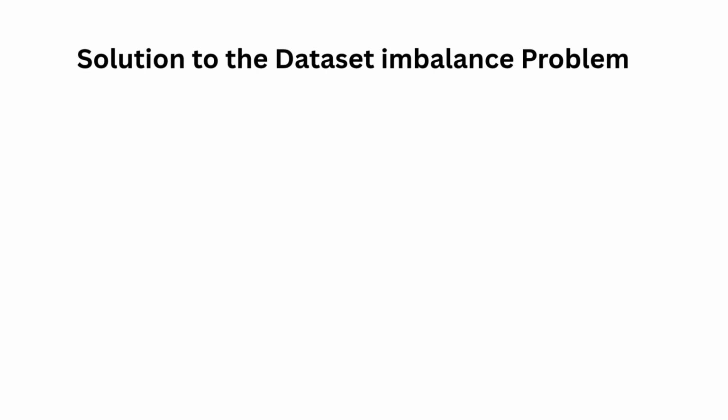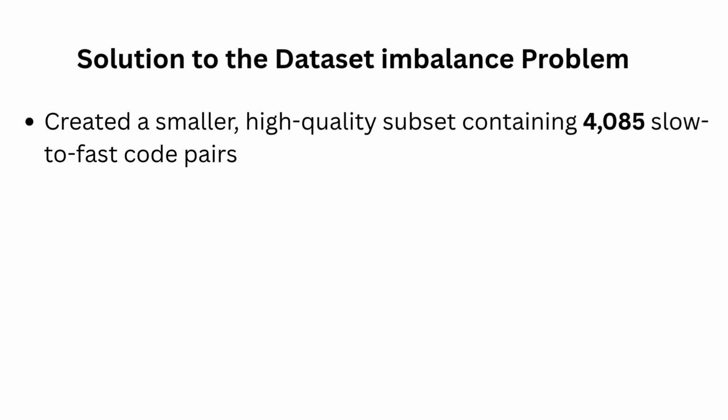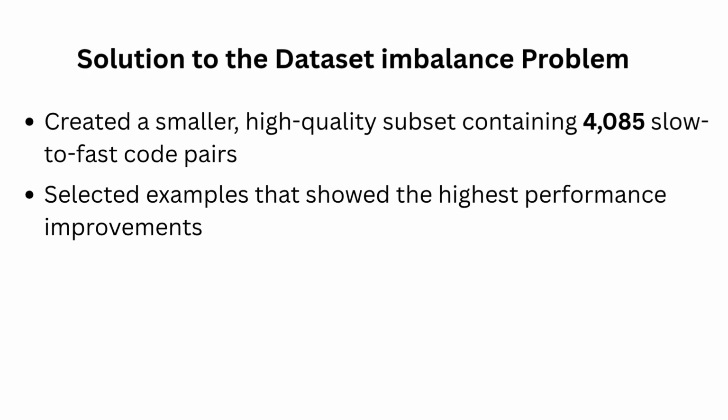To address the dataset imbalance problem, the authors tried a more selective fine-tuning strategy. Along with training on the entire Pi dataset, they also created a smaller, high-quality subset containing 4,085 slow-to-fast code pairs. But these were not chosen randomly. The researchers specifically selected examples that showed the highest performance improvements, meaning the optimized code achieved the largest speedups compared to the original implementations. They also introduced another important constraint.